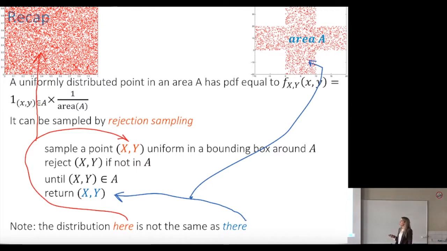So in order to perform rejection sampling, we have an area A. We find a bounding box around this area A. Then we sample a point uniformly in the bounding box around the area we want. We reject if it doesn't belong in the area A, and we repeat. Otherwise, if it belongs in the area A, we keep and we return. Okay?